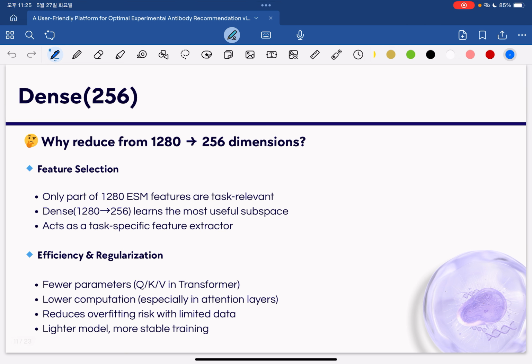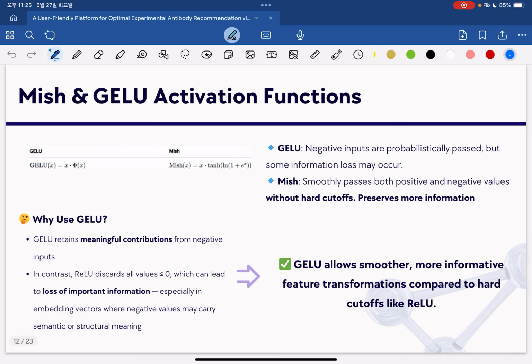While the 1280-dimensional ESM embedding contains rich information, it poses a risk of overfitting and increased computational cost. To address this, we applied a dense layer to reduce the dimensionality to 256, extracting only the most relevant features. The ReLU function sets all negative values to 0, which can lead to information loss. Since ESM embeddings contain important information in negative values as well, we found that Mish is more suitable for our model.